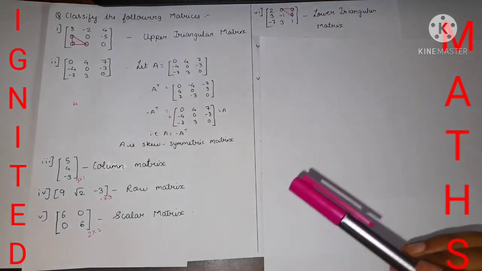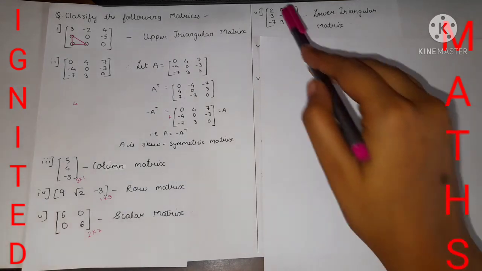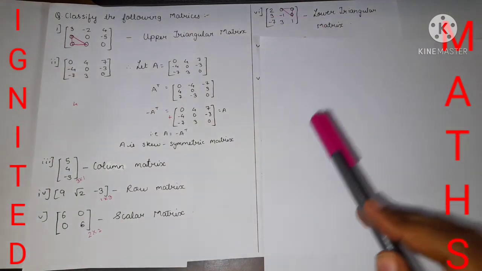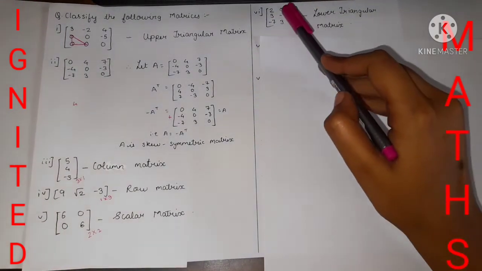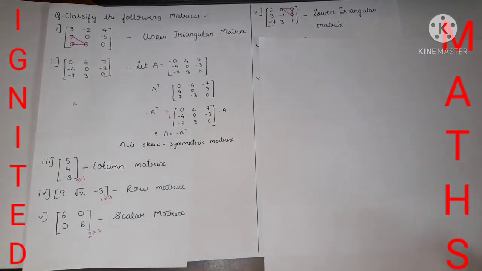If above the diagonal element contains the 0 term, then it is called a lower triangular matrix. 2, -1, 1. These are all the diagonal elements. Now above the diagonal element, these are the 0 terms. Then it is called a lower triangular matrix.